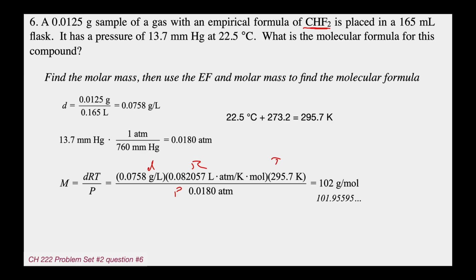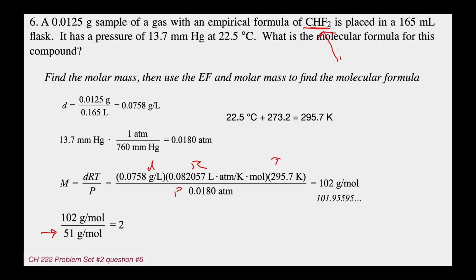Now, this is the molar mass of the whole thing. And what we need to do now is find the molar mass of that empirical formula piece. So if you add up a carbon, a hydrogen, and 2 fluorines, that comes out to be 51 grams per mole. If you look on the periodic table, carbon is about 12, hydrogen is about 1, and fluorine is about 19. So 19 times 2, 38, plus carbon is 12, that's about 50, plus hydrogen about 1, 51 grams per mole is the empirical formula of CHF2.